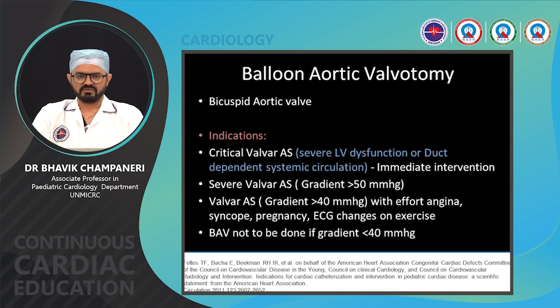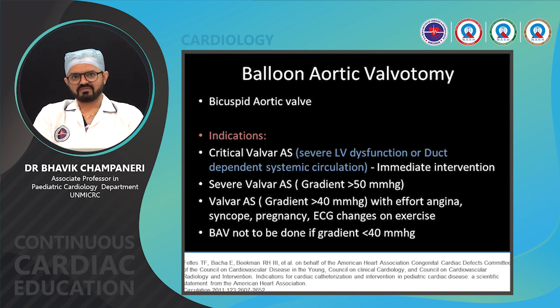for balloon aortic valvotomy. So for balloon pulmonary valvotomy, the size of the balloon usually selected is around 100% to 120%. That means if the annulus of the pulmonary artery is 10 mm, usually the balloon selected is at least a 10 to 12 mm balloon.